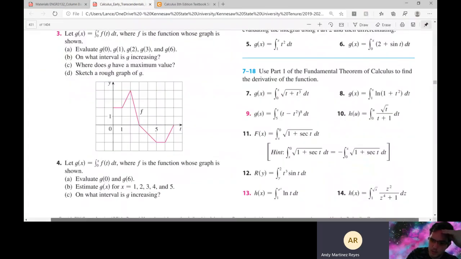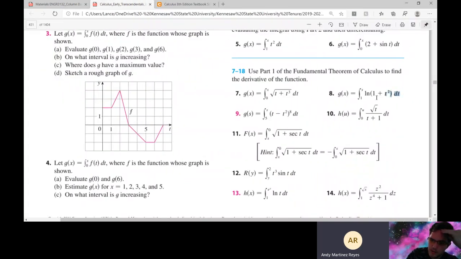And now what about number 8? That's just, since it's a 1, that doesn't matter, right? It's just ln of 1 plus x squared. Yep.